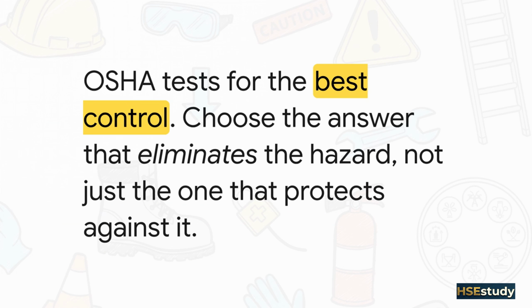And this is a perfect time for another exam tip. When you see a question ask for the best or most effective control, it's a huge clue. They're testing you on the hierarchy of controls. You always want to look for the answer that completely eliminates the hazard. That's what isolation does. Things like warning signs or PPE, they just protect you from the hazard. They don't get rid of it. Elimination is always the top choice.